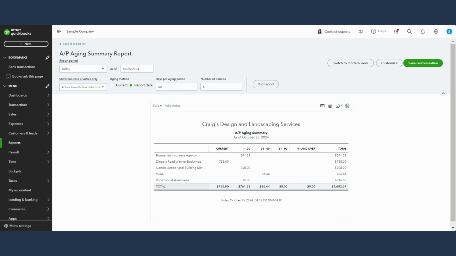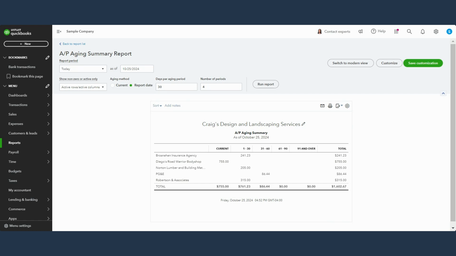So that's the purpose of AP aging summary too. Again, similar to accounts receivable. Review all the vendors' accounts and see if all these balances make sense. For example, there could be one vendor which you are always paying every month, and still you're seeing a 91 and over balance of like $1,000. I'm just using that as an example.